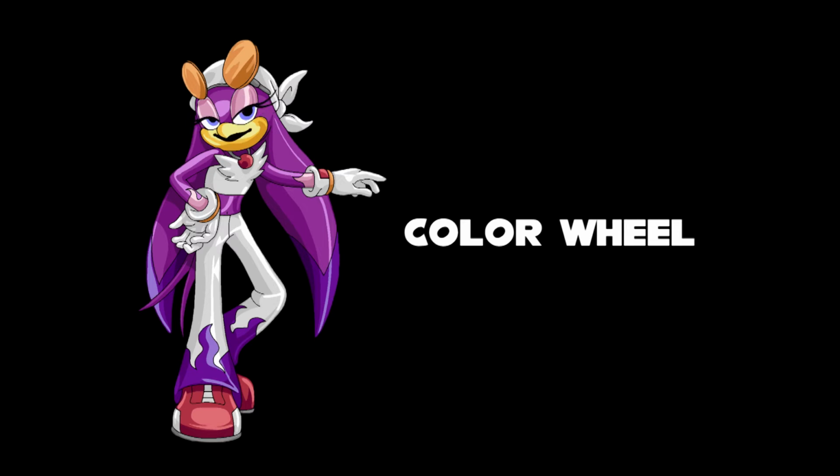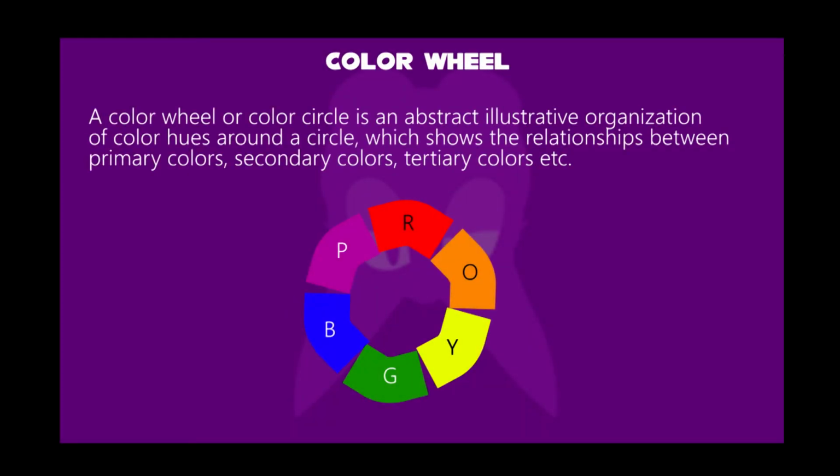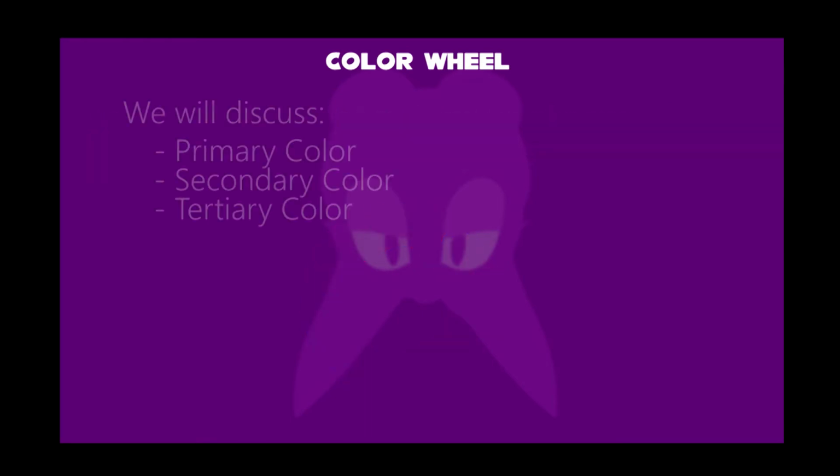We'll learn about the techniques of the color wheel. A color wheel or color circle is an abstract illustrative organization of color hues around a circle, which shows the relationships between primary colors, secondary colors, tertiary colors, etc. You can learn about the mathematical concept as well, just like Sonic the Hedgehog taught you.